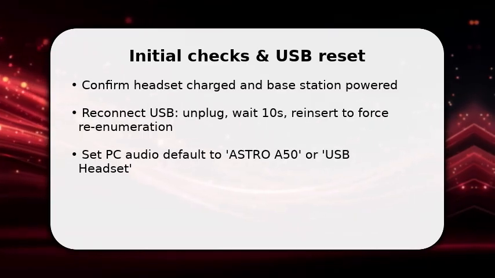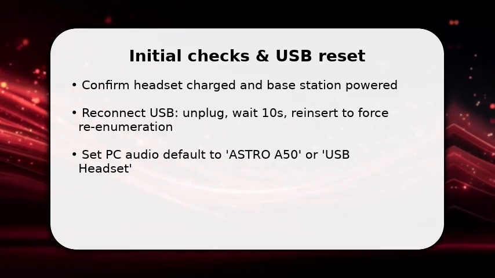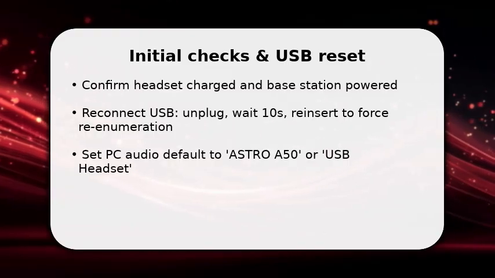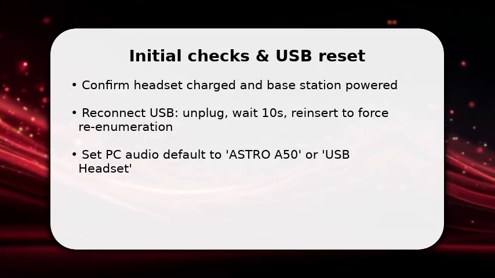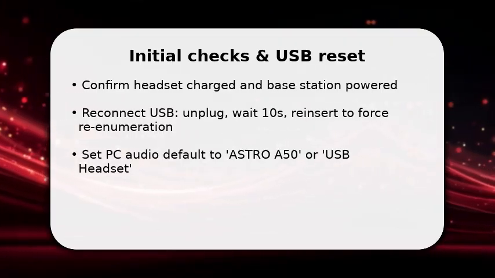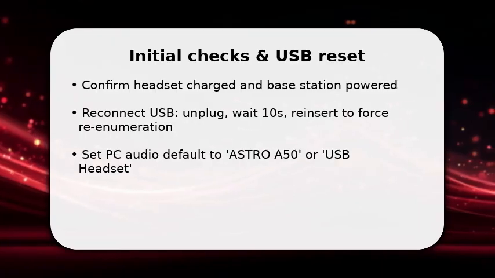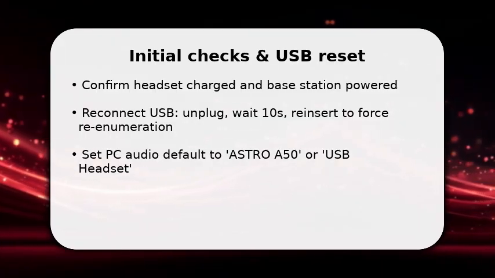You begin by verifying power and basic connectivity because most audio issues are simple connection problems. Once done, unplug the base station USB, wait about 10 seconds, then plug it back in to force Windows to re-enumerate the device. Make sure your Astro A50 is selected as the default playback device and default communication device. This prevents split audio routes.